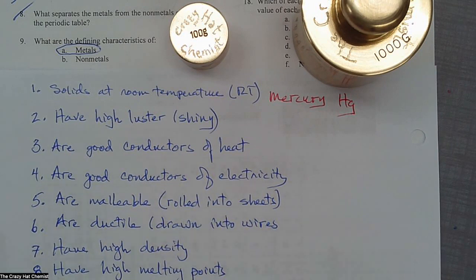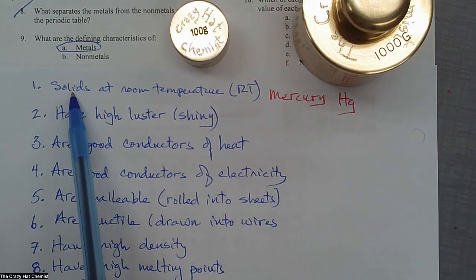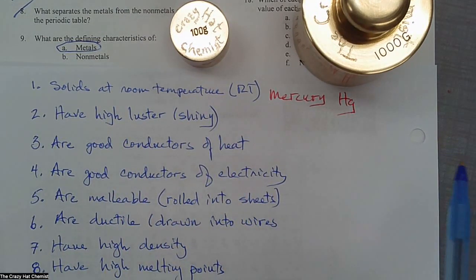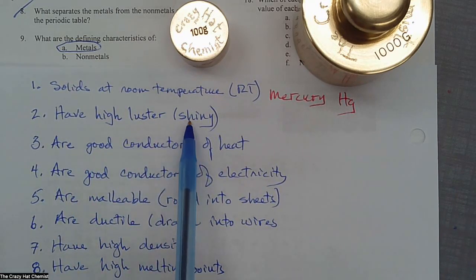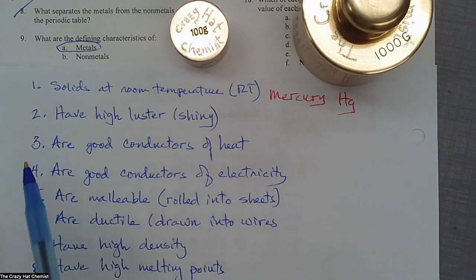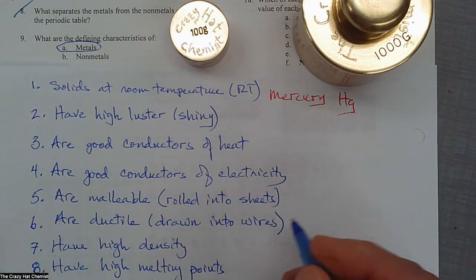So these are the characteristics of metals, and I'll repeat that. Metals are solids at room temperature, RT, except for mercury, which is a liquid, of course. Number 2, metals have high luster, that is, they are shiny. Number 3, metals are good conductors of heat. Number 4, metals are good conductors of electricity. Number 5, metals are malleable, that is, they can be rolled into sheets. Number 6, metals are ductile, they can be drawn into wires.